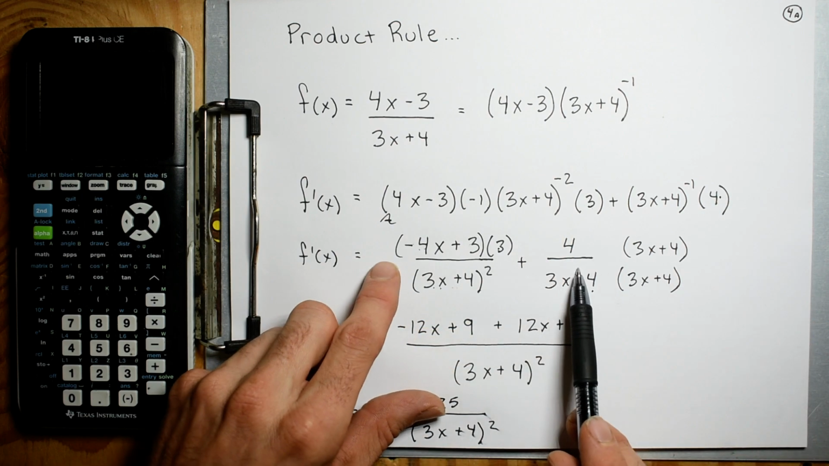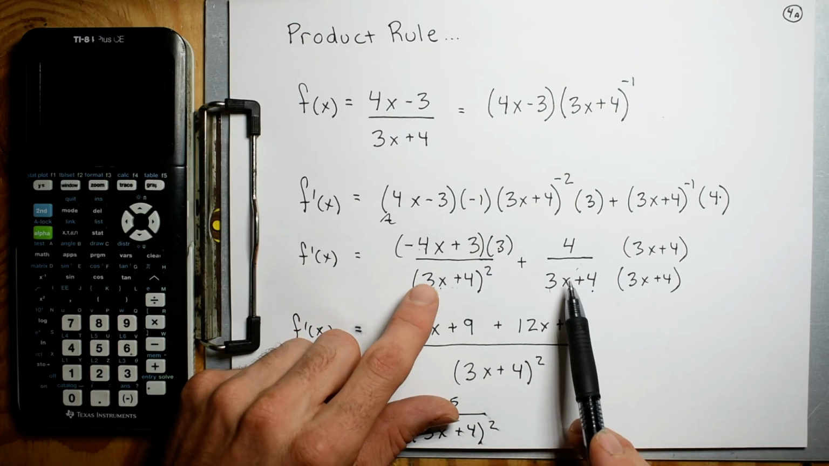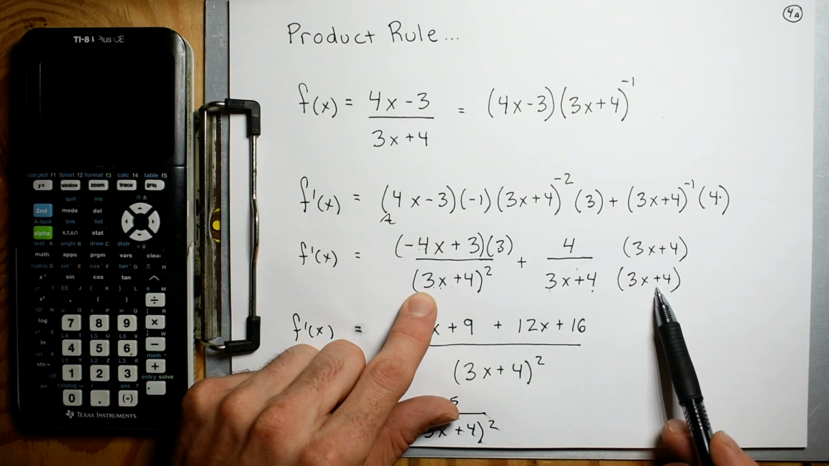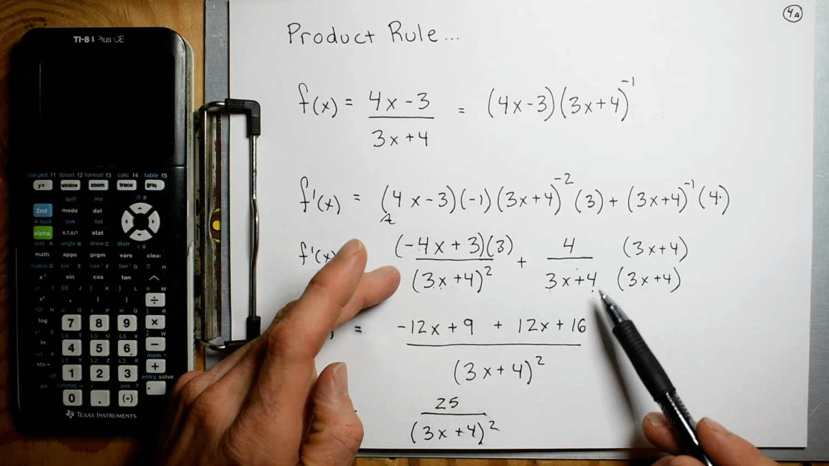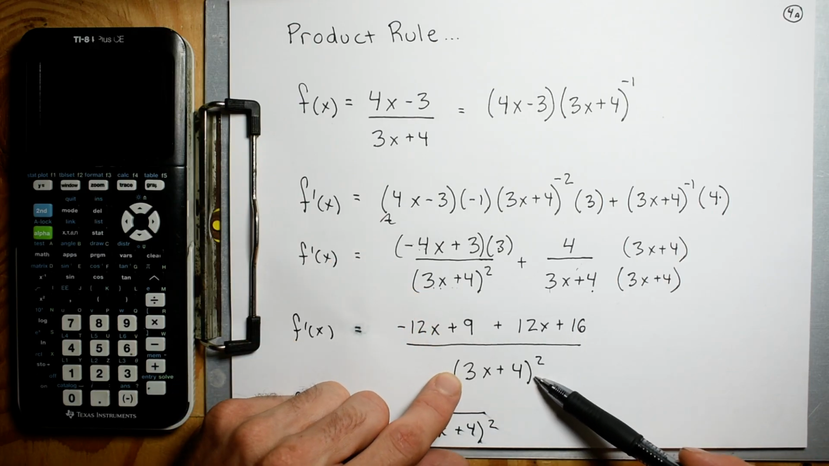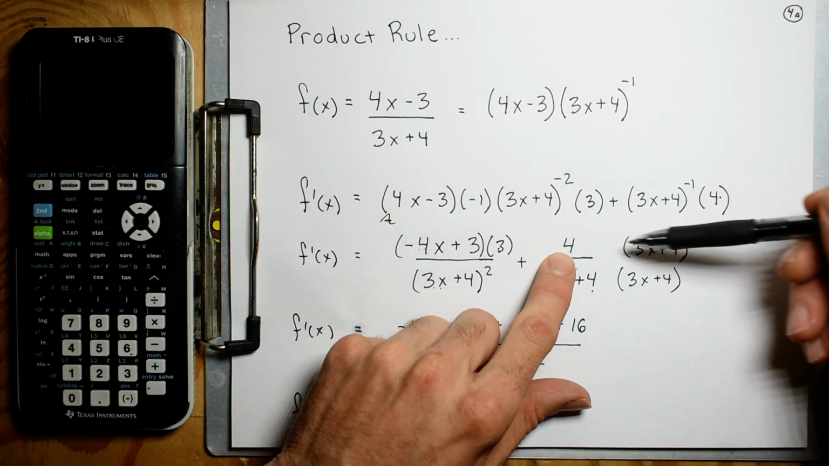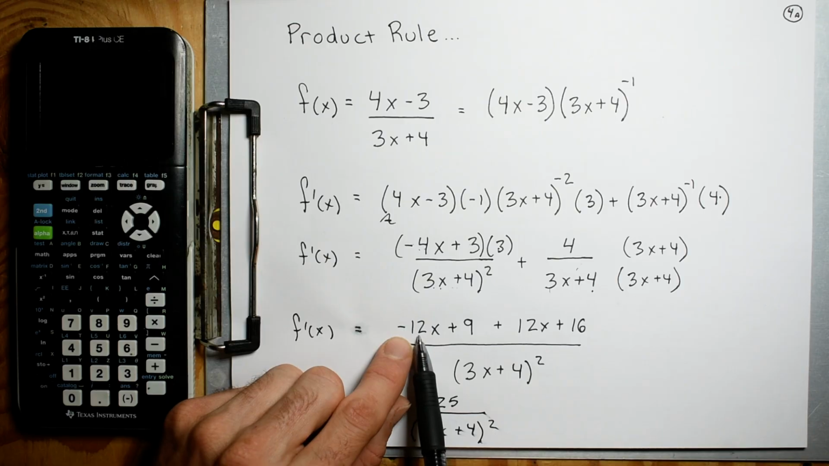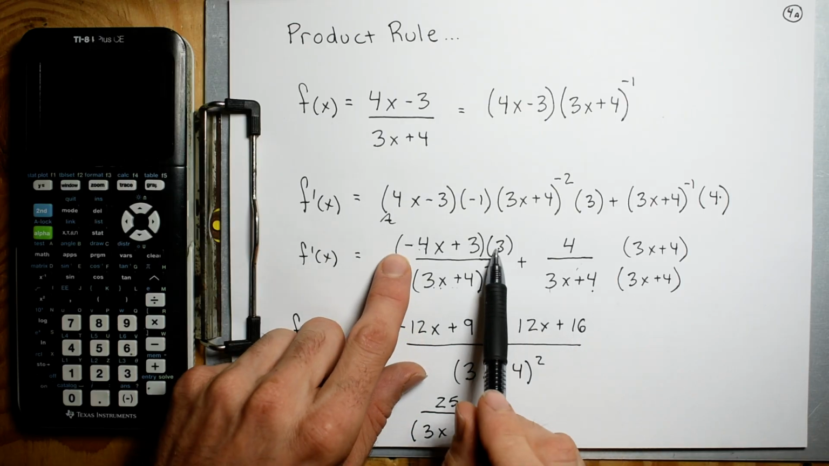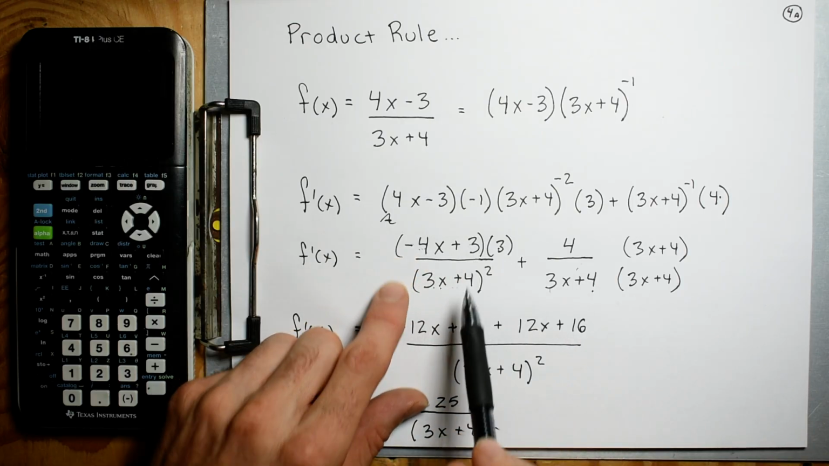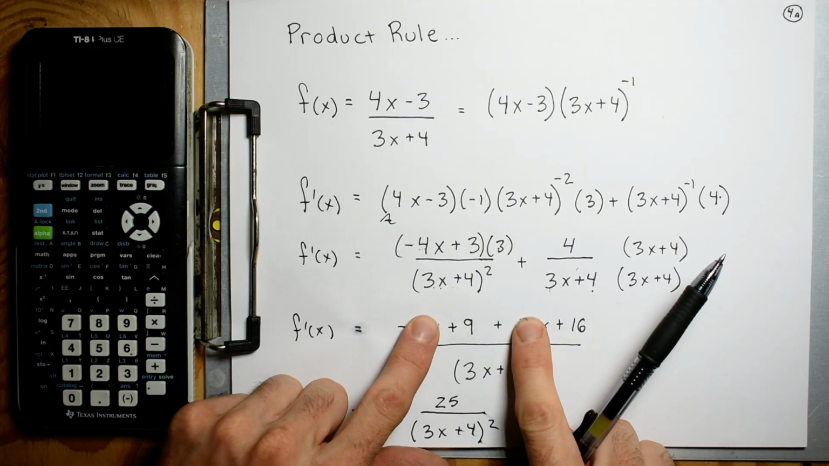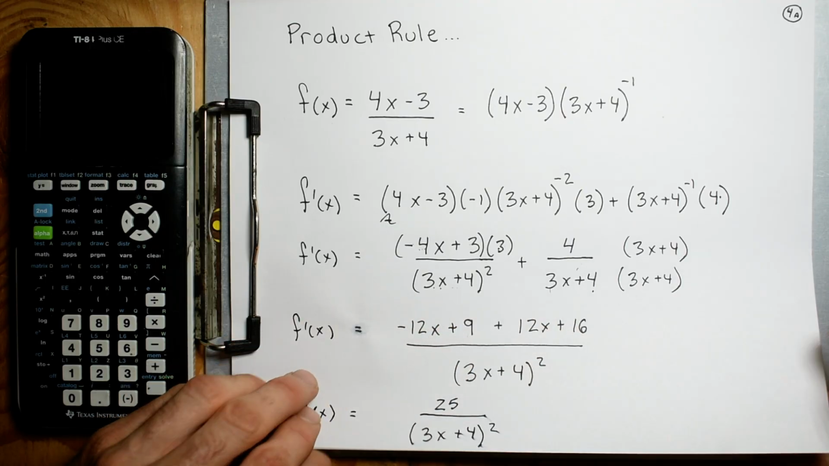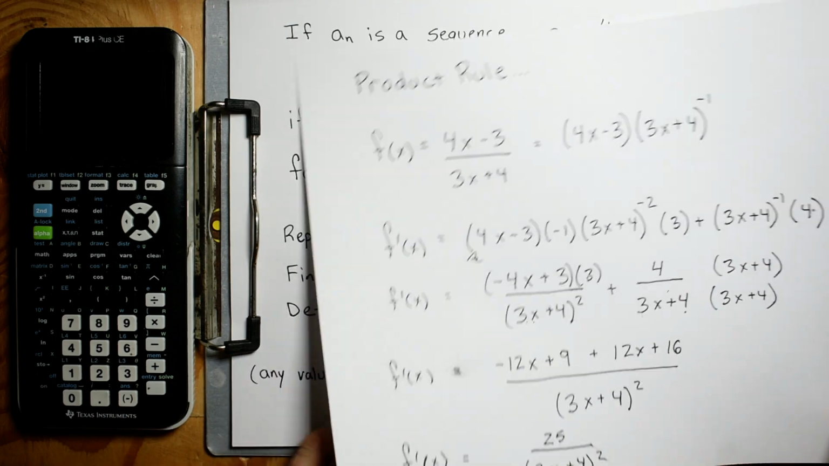Now, to add these fractions, I need the denominators to be the same. So I'm going to multiply this by a 3x plus 4 top and bottom. So now the denominators will be a 3x plus 4 squared. Foil this, we have 12x plus 16. Hey, now we're cooking. The 12x's, and then foil this, we're going to have negative 12 plus 9. The 12x's cancel. The 9 and 16 become 25. And hell yeah. So product rule and quotient rule give you the same answer.